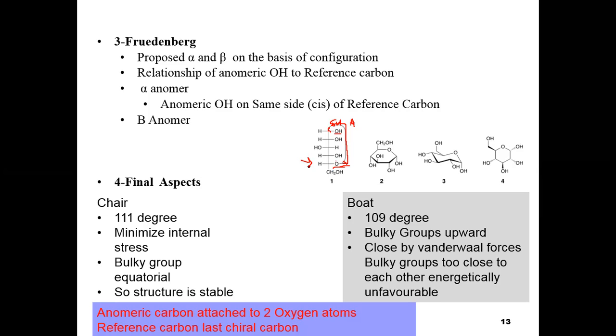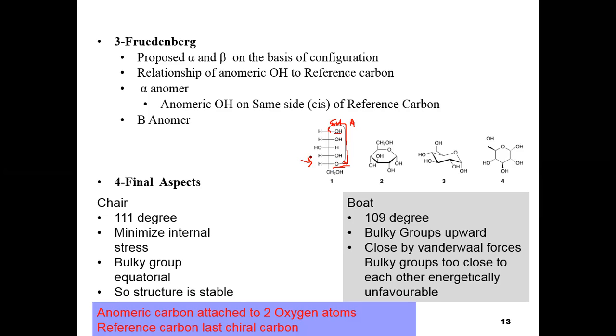Final aspects of the glucose structure. There are two final aspects of the glucose structure: one is the chair and the second is the boat form. In the chair structure, 109 degree rotation, 109 degree bonds between the carbon, oxygen and carbon are found. The chair structure minimizes the internal stress. Bulky groups are present equatorially, so the structure is stable.